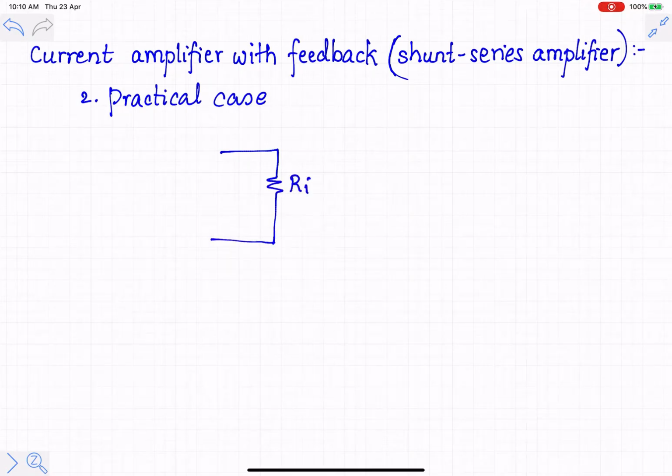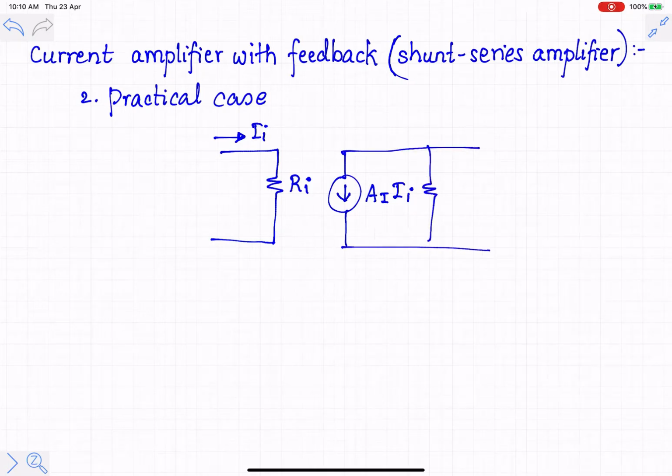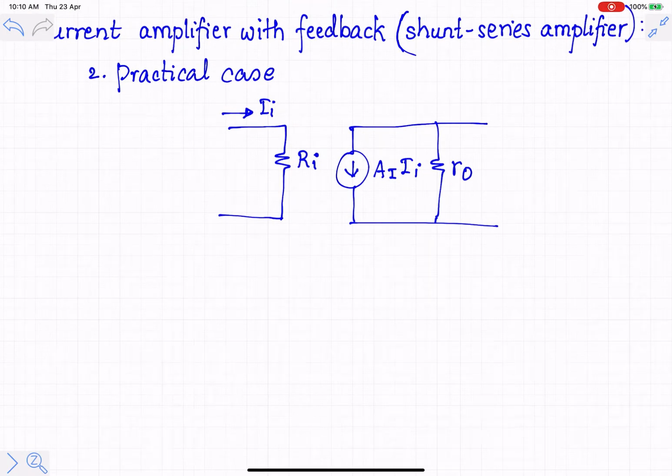Input impedance is Ri, input current is Ii. There is a current controlled current source which is given by Ai into Ii, and the output impedance is equal to Ro. This is the feed-forward amplifier, which is a current amplifier. Output quantity is a current, input quantity is a current. So the gain has units of ampere per ampere, or it is unitless.